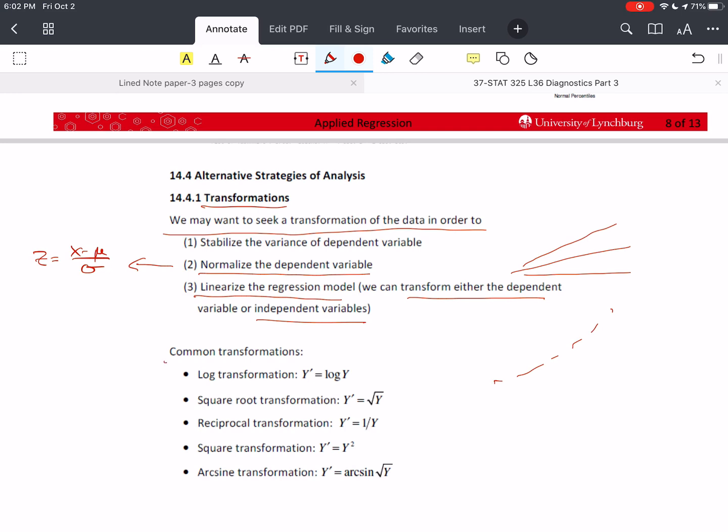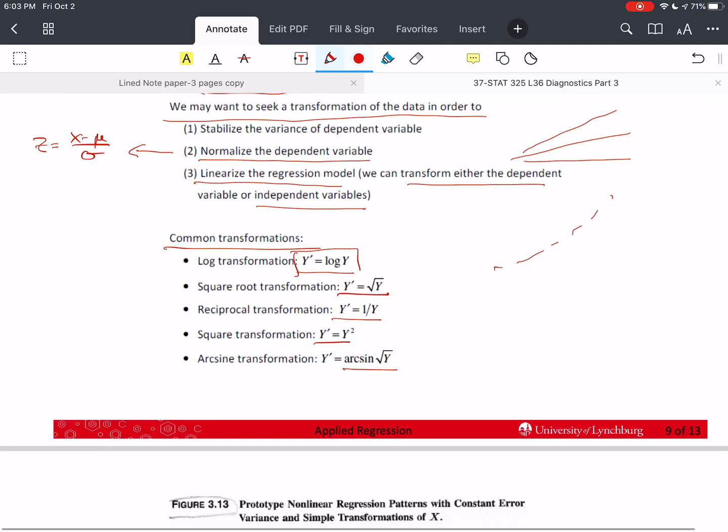So here are some common transformations. Log transformation. Here in statistics, when we say log, we mean the natural log, unless we say a specific base, so we would have to specify log 10. So here we actually mean the natural log. The square root, I had you look at the square root. We also have the reciprocal, the square transformation, and then we have the arcsine transformation as well. So these can work in different situations.